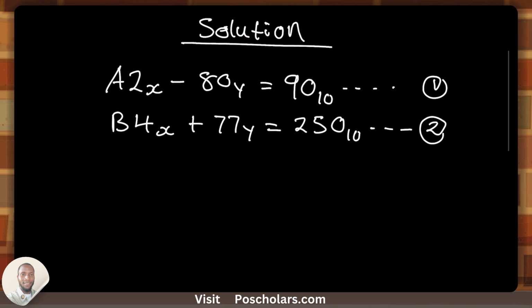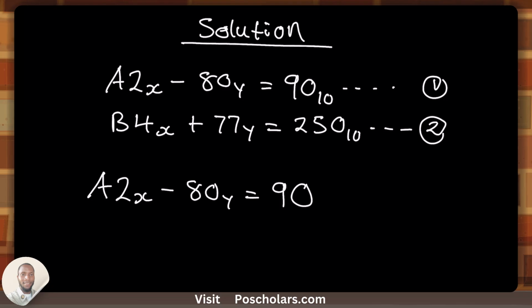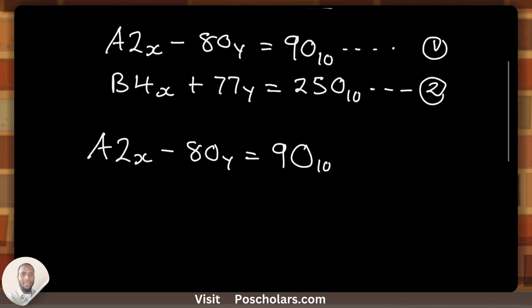So let's go. We want to convert the left hand side of equation 1 to base 10. So before we do that, I'll first of all write equation 1 again, which says A2 base x minus 80 base y equals 90 base 10. Next, I will change this term here to base 10. And how do I do that? Remember how we usually do that?